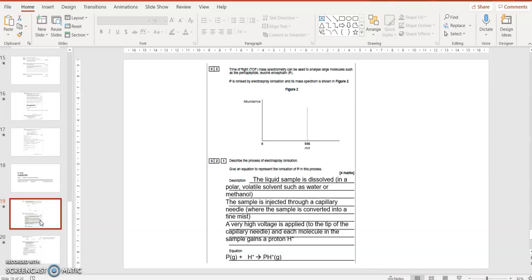Remember, the time of flight mass spectrometry is the same apart from how you might prepare the sample. So you put an ionized gaseous sample into the time of flight apparatus, then the ionized gaseous molecules will be attracted towards an electric field or some negatively charged plates with holes in them. They then travel down the tube. The lightest particles hit the detector first because they go the fastest.